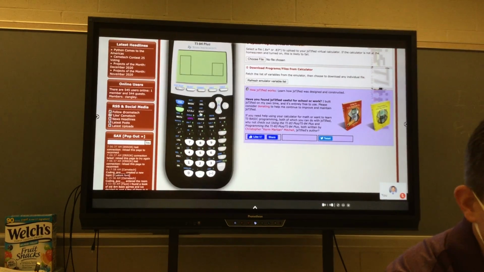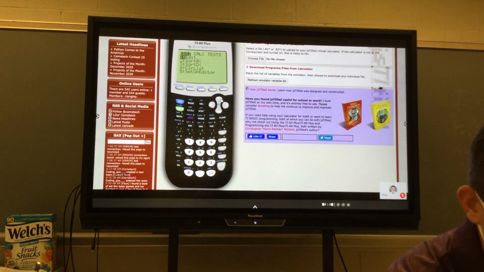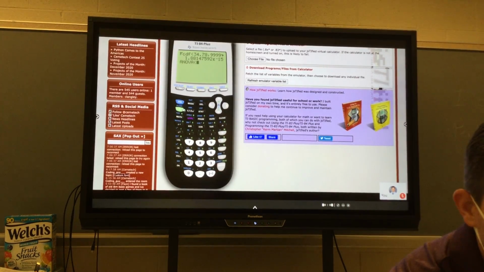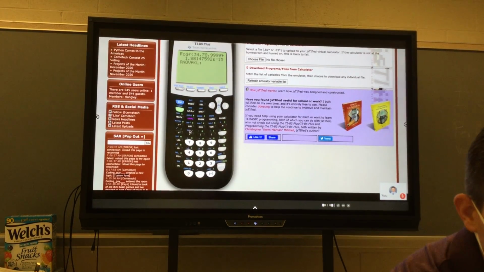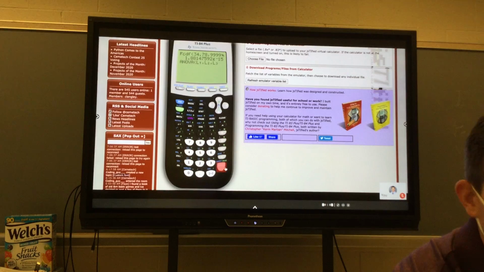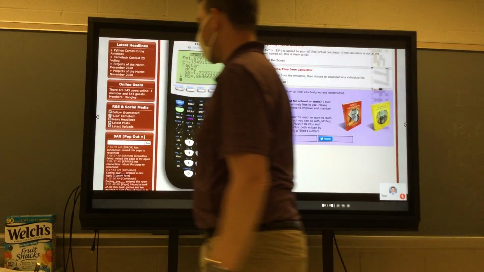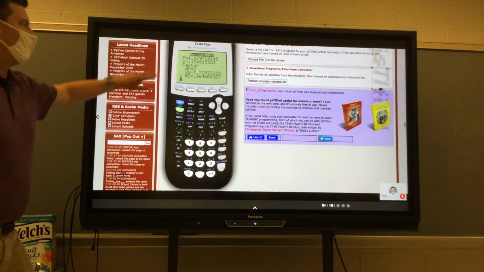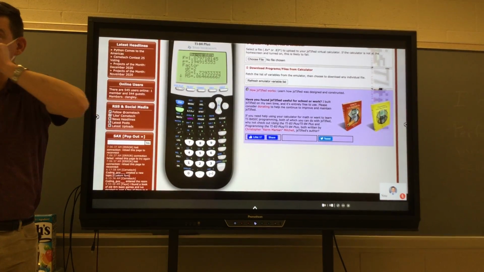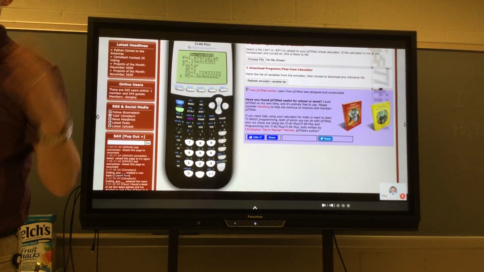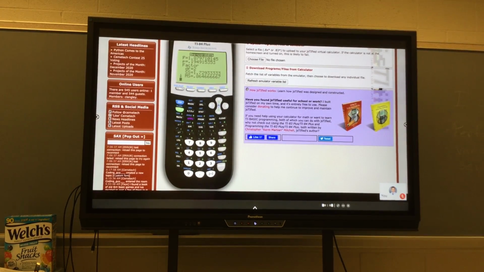All right, let's do our tests. So we're going stat and over to tests, down to ANOVA. L1, comma, L2, comma, L3. Hit enter, and this is everything we need for our table, with the important ones at the very top: the F statistic and the p-value. Those are the two values that we need in the top right of our table.